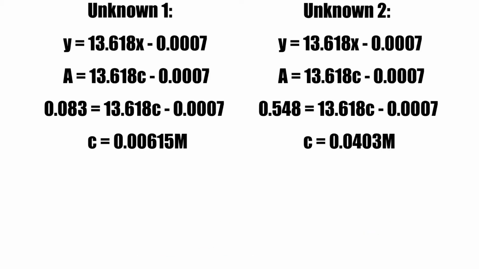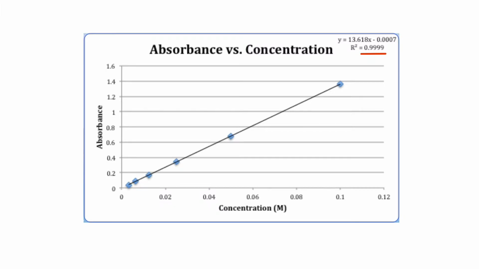Since our Beer's law plot gives us m and we have the absorbance of the unknowns, we can plug those in to yield the concentration for the unknowns. Beer's law states that there is a direct linear relationship between concentration and absorbance. Another property of a Beer's law plot is that it should pass directly through the origin, because when concentration is equal to 0, so is absorbance. The r-squared value on our Beer's law plot demonstrates how well our points correlate linearly.